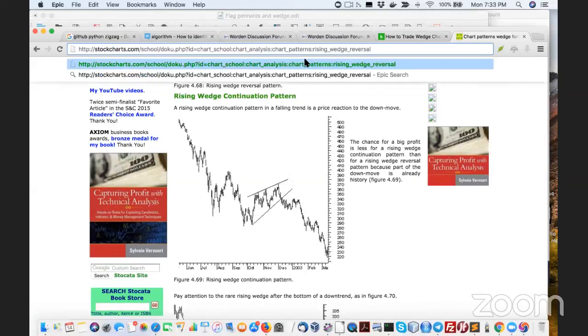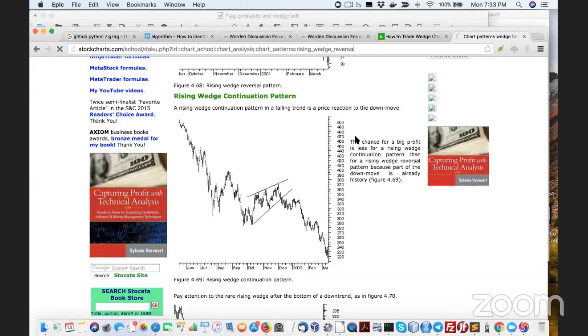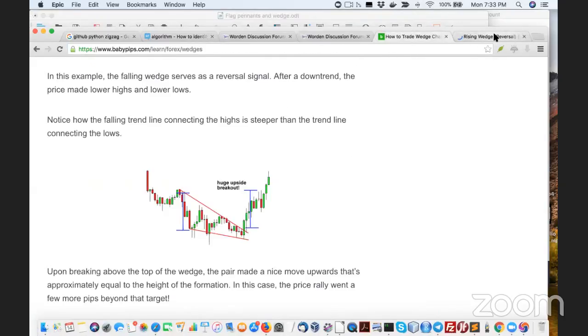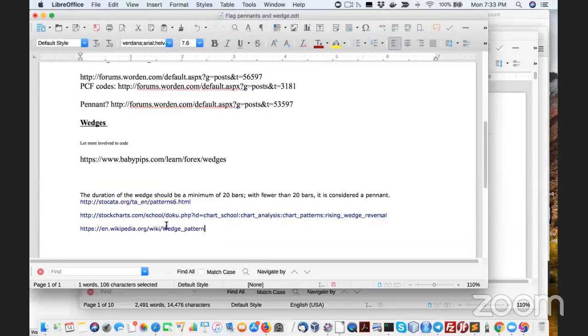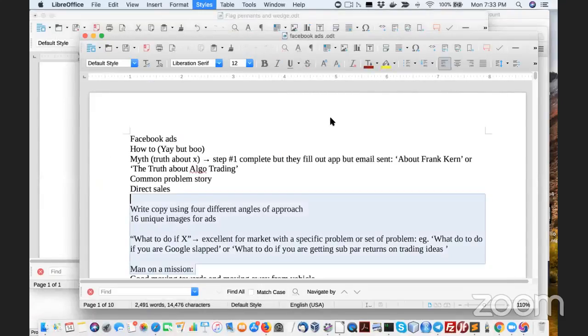And like I said, anybody can chime in anytime they want. So again, I think this is a different explanation of what I showed you before. It's not the BabyPips. This is stockcharts.com. So let me see what else I can throw your way. Oh, and then there's this. This is a really good Wikipedia link as well.